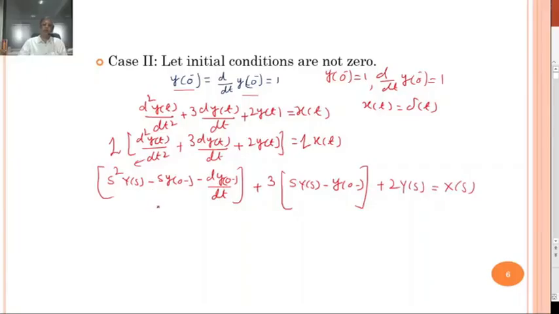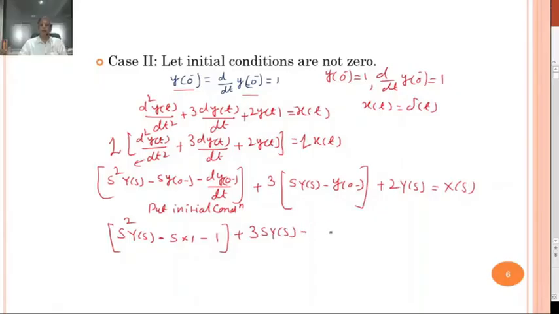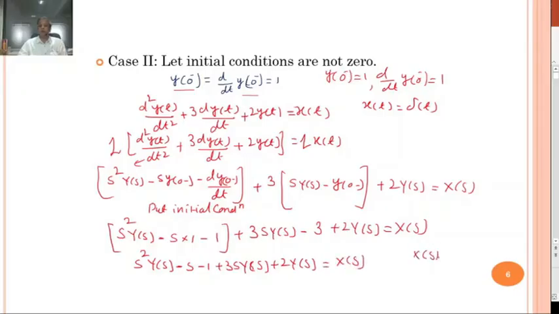Now simplify this and substitute the initial condition values. This is s square y of s minus s into 1 minus 1, plus 3 s y of s minus 3 into 1, plus 2 y of s, that equals x of s. After simplifying, this is s square y of s minus s minus 1 plus 3 s y of s minus 3 plus 2 y of s equals x of s, and x of s is 1.